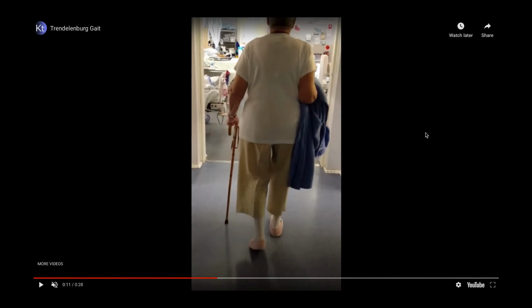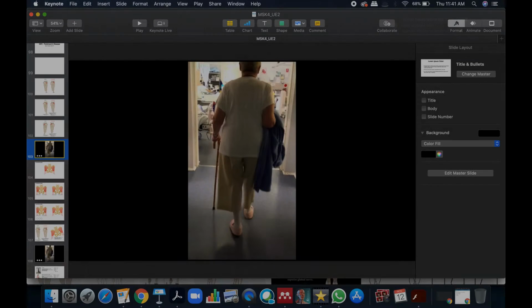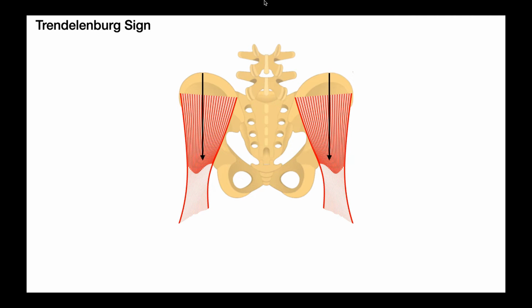It's very subtle, but you should have been able to see that while her left limb is planted on the ground and the right limb is in the air and swing, there's an excessive left pelvic elevation and right pelvic drop. So that is characteristic of a positive Trendelenburg sign.